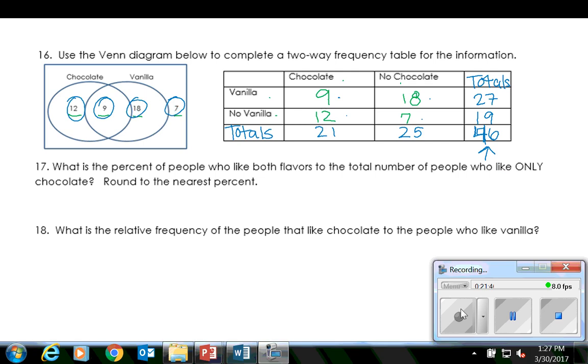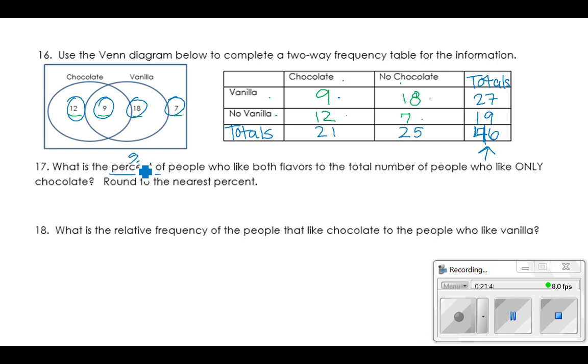For question number 17, it says, what is the percent? So I know I'm going to have to go all the way to the percent of the people who like both flavors. "To" is a special word because that tells me the order of my fraction: the total number of people who only like chocolate. So here is our fraction. We have both over only chocolate.